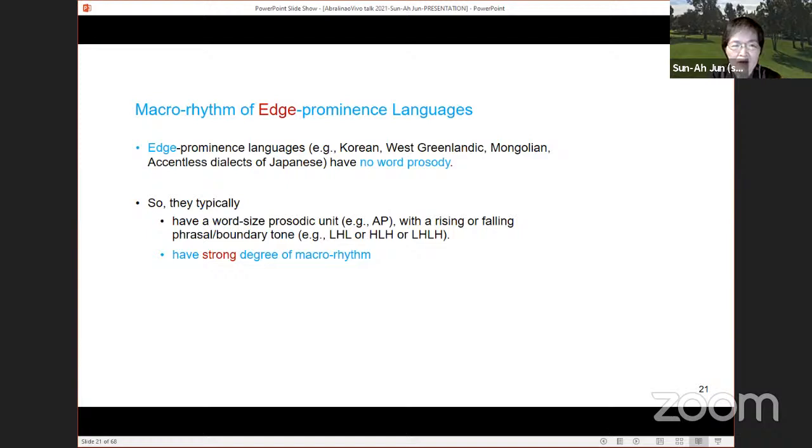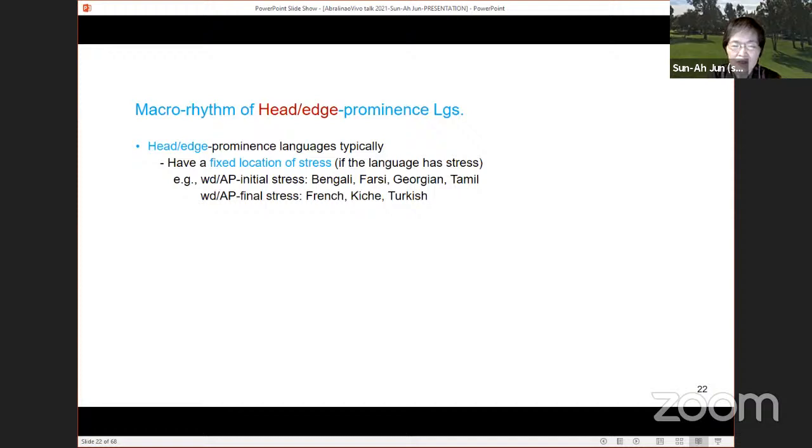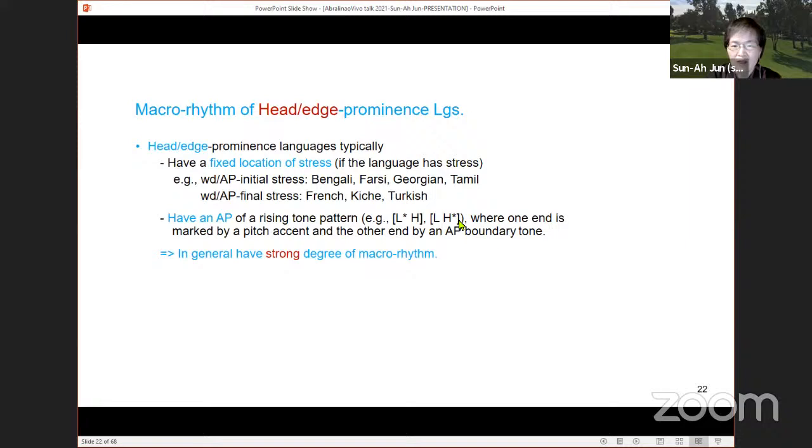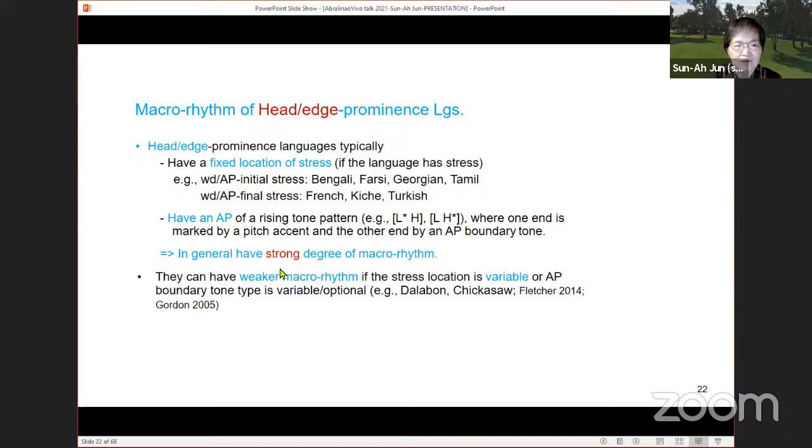So we can briefly talk about macro rhythm of edge-prominence languages. As I showed earlier, edge-prominence languages don't have a word prominence. So they are typically using AP, which is a little bit larger, about word-size unit, with a rising pattern, or sometimes a falling pattern. So they have a strong degree of macro rhythm. These languages typically have stress on the edge of the word, either at the beginning of the word, like Bengali, Farsi, Georgian, or Tamil, or at the end of the word, as in French, K'iche', and Turkish. These are all head-edge-prominence languages, and their tonal pattern of AP is typically rising. So their macro rhythm is pretty strong. And if the stress location is not fixed like this, but variable, or the AP-final or initial tone is variable or optional, then their macro rhythm is not as strong.